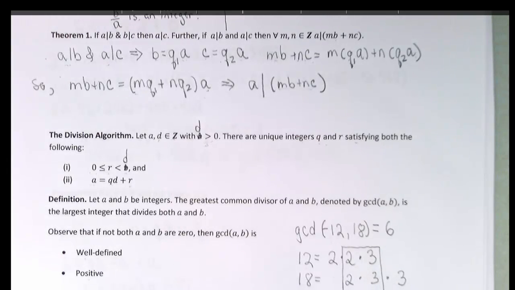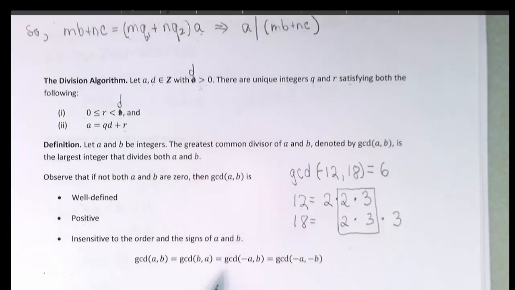Finally, we should notice that the greatest common divisor is simply insensitive to both the order and the signs of a and b. If I replace minus 12 by 12, I have exactly the same set of common divisors: plus and minus 1, plus and minus 2, plus and minus 3, and plus and minus 6. And it doesn't make any difference. If 6 divides 12 and 18, then it also divides 18 and 12. So the order and the signs of a and b don't matter, and we come up with statements like this.